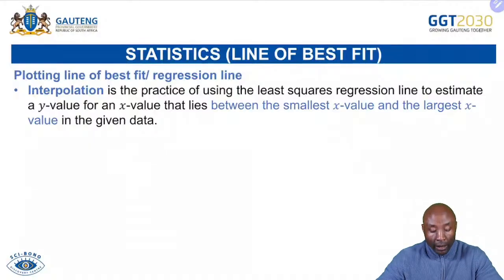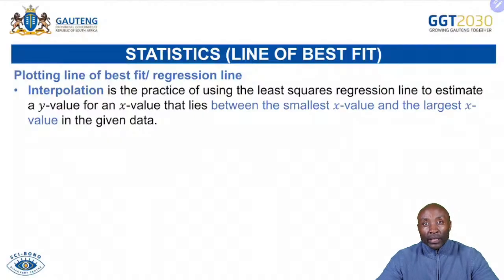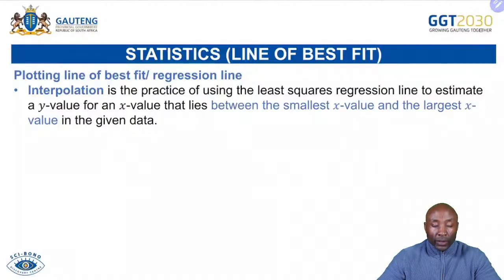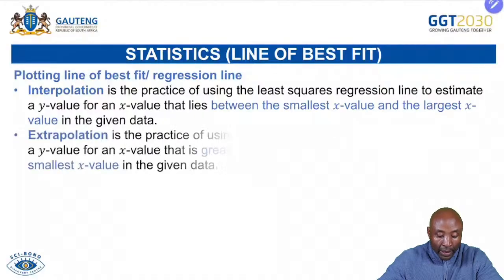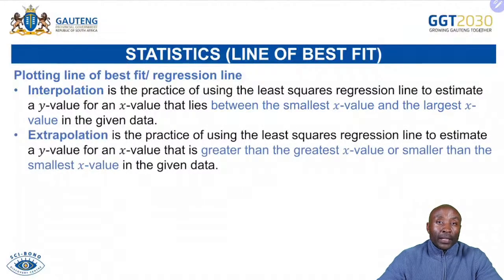So when we are plotting our line of best fit or our regression line, we can either interpolate, which is interpolation. You want to find a value within the given range of our x values to determine our y value. It has to be between the smallest x value and the largest x value for the given data set. Extrapolation, we are saying our x value might be outside the smallest and the greatest x value in the given data set.